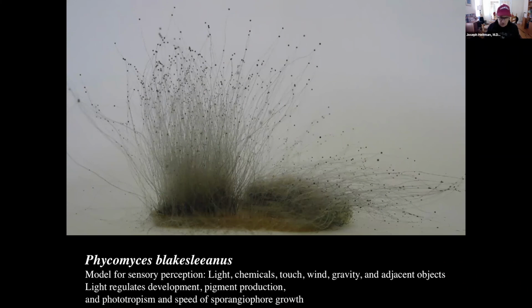He was particularly interested in studying this as a model for sensory perception because these long sporangiophores are very responsive to environmental cues. This includes light, touch, wind, gravity, and even the presence of adjacent objects. This is showing the light responsiveness of the organism. This isolate on the left is a blind mutant, and the one on the right is responding to a white light source off the edge of the plate. And the sporangiophores reorient their growth towards the light source.